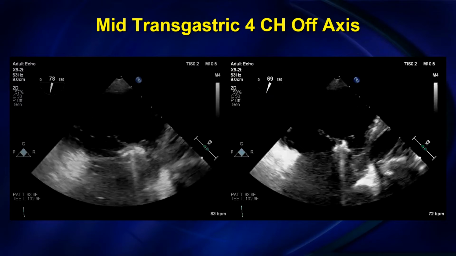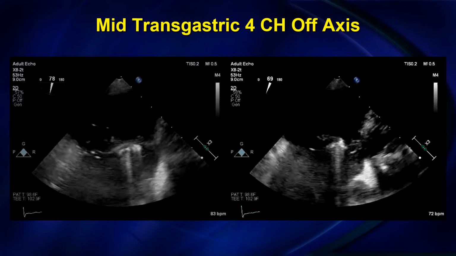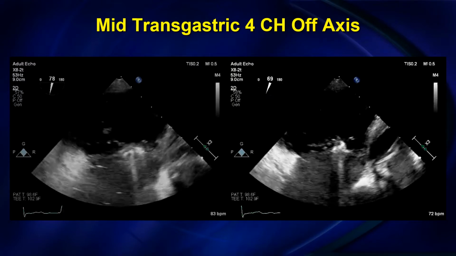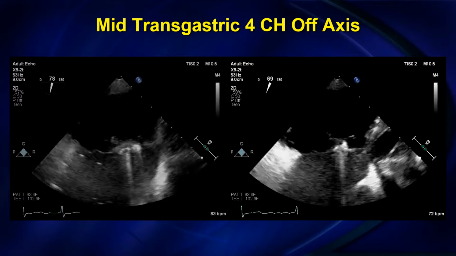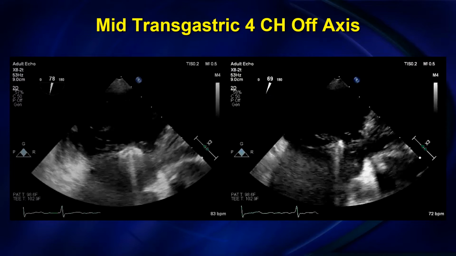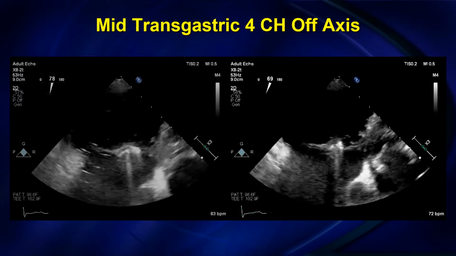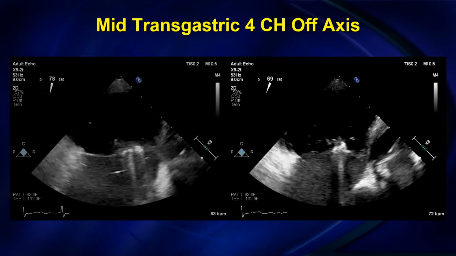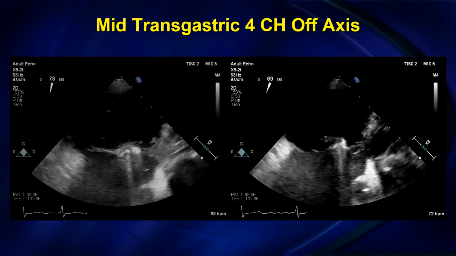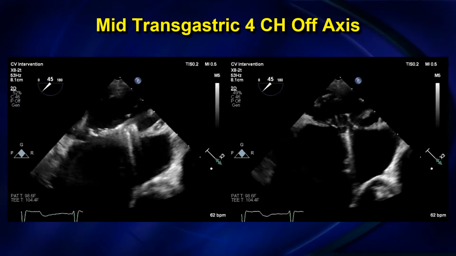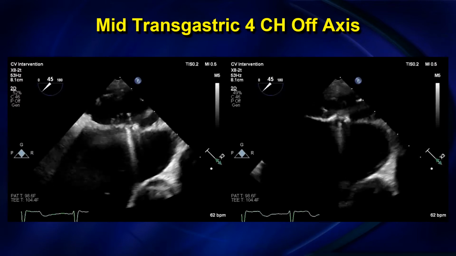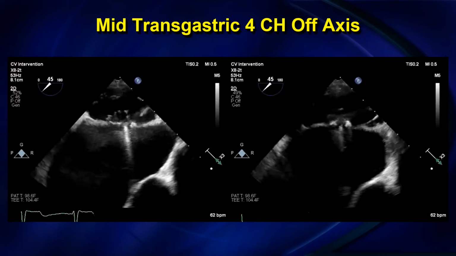It is a view from the mid-transgastric position, somewhere between the shallow transgastric short axis view and a deep transgastric view. Adjustments also need to be made in right-left flexion to optimize this view, where you can see the leaflets inserting into an upside-down view of the clip. Here's another example of this upside-down transgastric view.